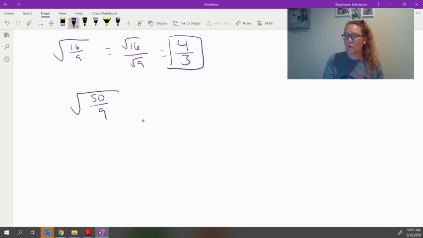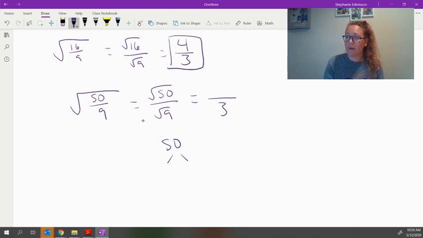Well, in this case, remember, first step, split your roots. 50, 9, okay? And now what I'm going to do, this number, I can't easily find the root of, but this one I can. So I'm going to have on the bottom 3. On the top, I need to make a prime tree. 50 is going to be, well, I see that 0 there, so I know it's divisible by 10. It's 5 and 10. 5 is a prime number, so I'm good there. 10, that's going to be 2 and 5.